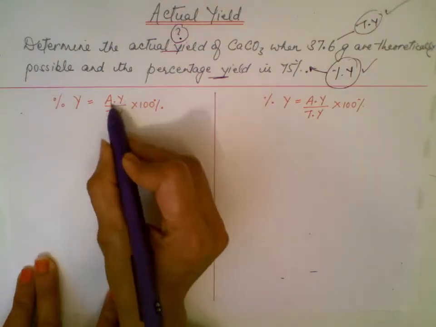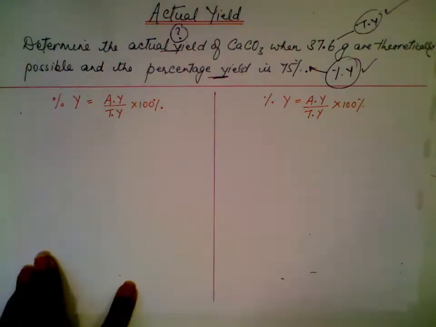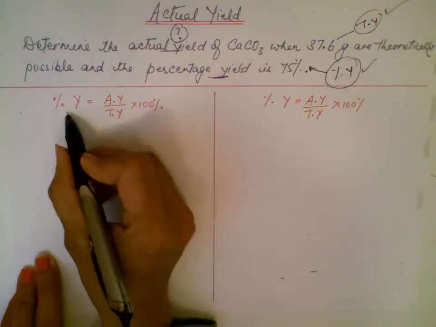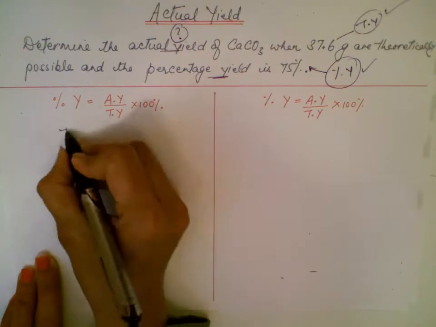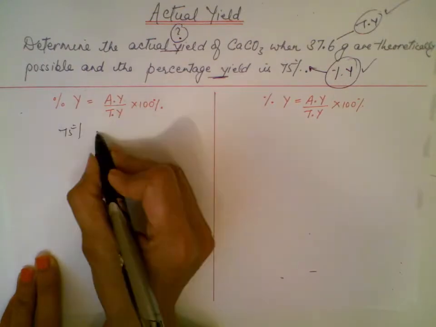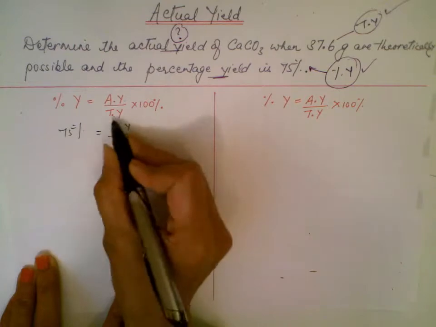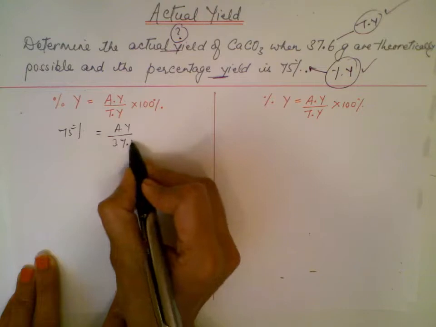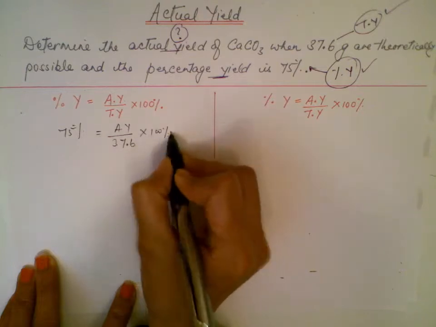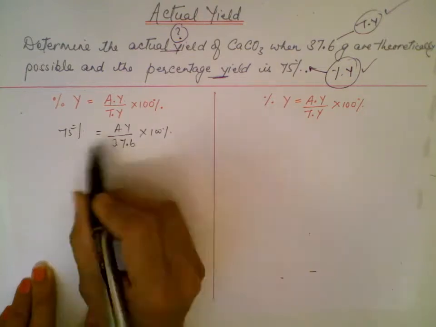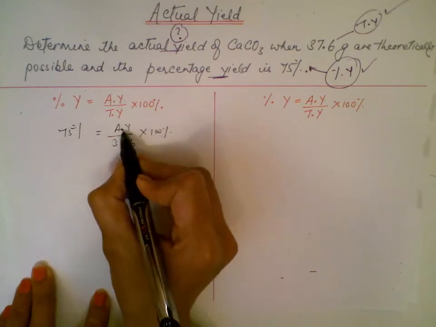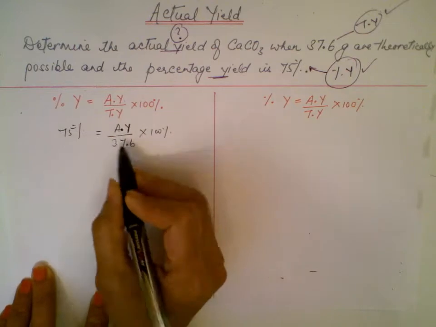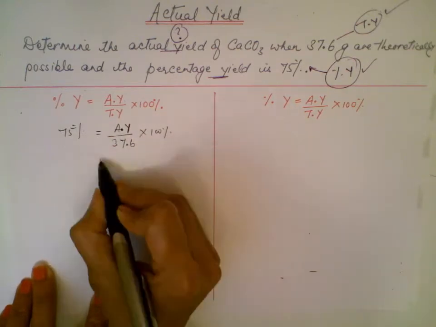Since you have to find actual yield, let's plug in the values first. So percent yield is given 75%. I'm writing 75% here, actual yield, and theoretical yield is 37.6. So I'm writing here 37.6. Okay. All right. So you want to simplify this, and at the end, all you want is actual yield. You don't want anything else, right? So you want to solve this.